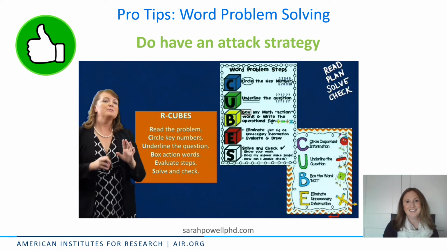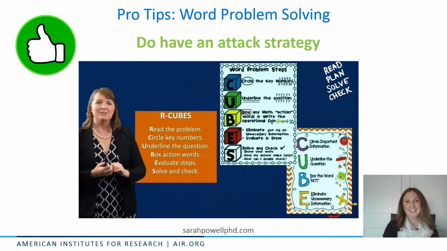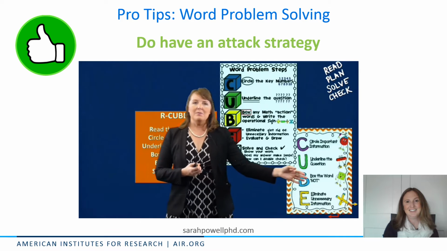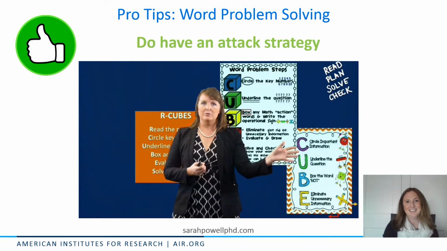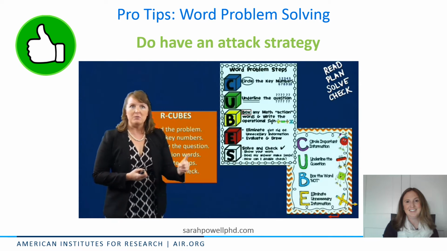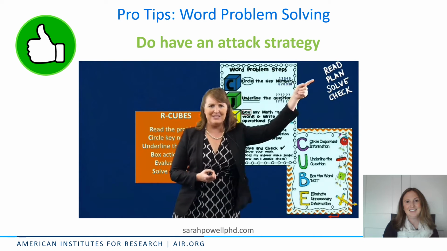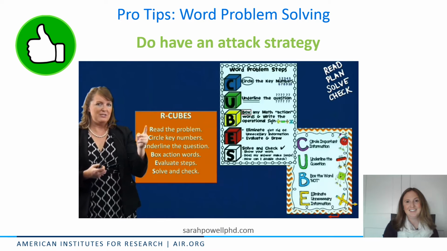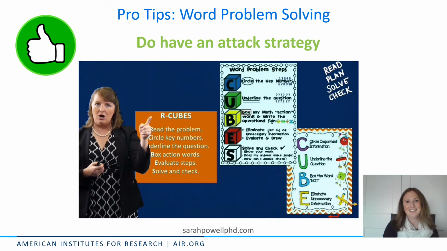This is one of the most popular attack strategies that we see used in schools, and this one is called CUBES. But notice these two versions of CUBES or CUBE don't include that reading component. Remember, that reading is absolutely essential. So I like to turn CUBES, if you're going to use it, into R CUBES.